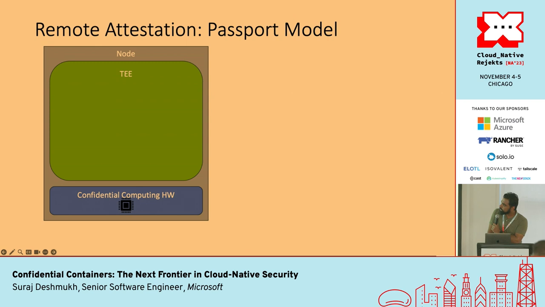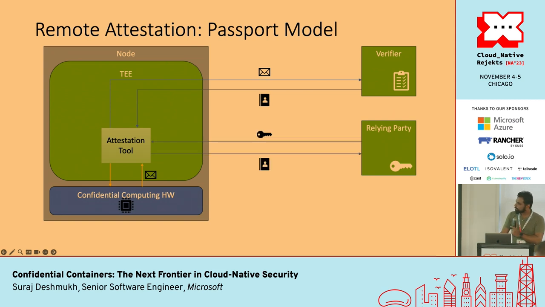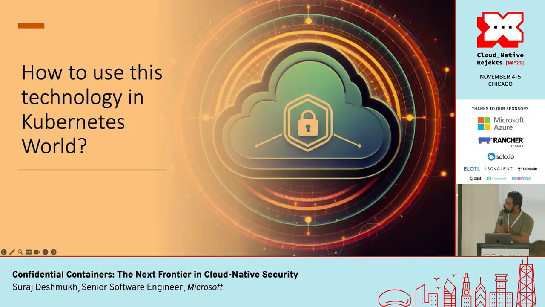The passport model is where all these components exist. It gets this evidence and sends it to the verifier directly. And then it gets a token, call it a passport, like a real passport. And then you can use this passport with any other relying party, which can use it to say you're not spoofed, you are really running in a TEE, and then I can give you a key or whatever. So this is generally needed when you really want a key. So that's the passport model. So how is this technology coming to the Kubernetes world?